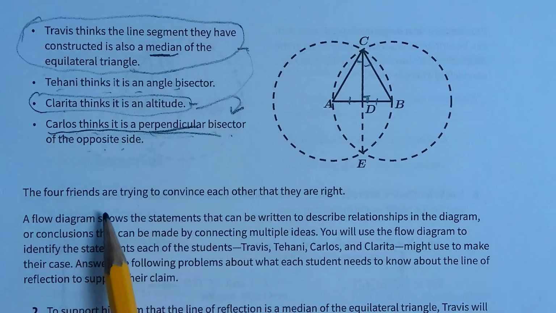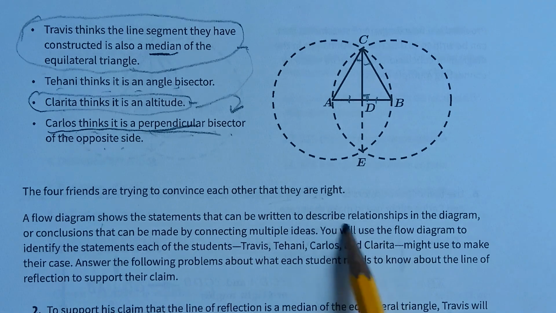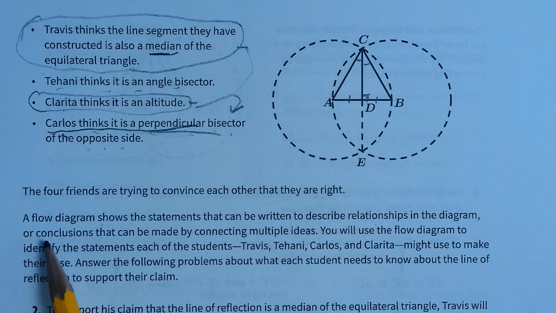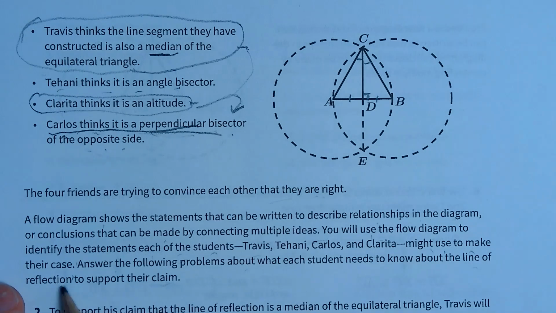The four friends are trying to convince each other that they are right. A flow diagram shows the statements that can be written to describe the relationships in the diagram, or conclusions that can be made by connecting multiple ideas. You will use the flow diagram to identify the statements each of the students might use to make their case. Answer the following problems about what each student needs to know about the line of reflection to support their claim.